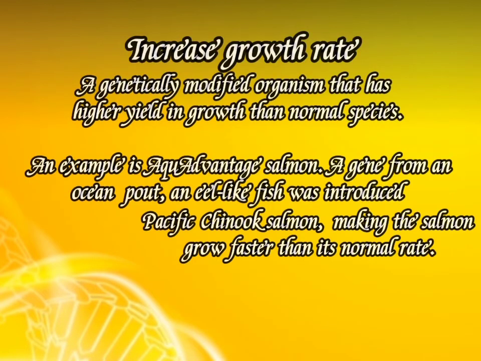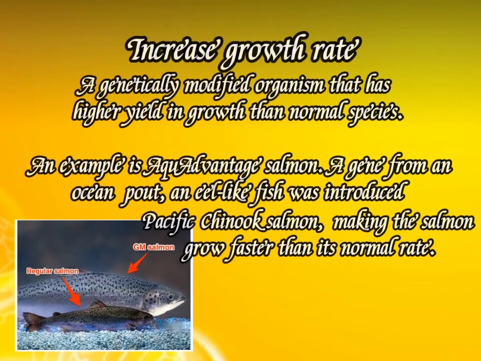For number 6, we have increased growth rate, or a genetically modified organism that has a higher yield in growth than the normal species. An example is the AquAdvantage salmon. A gene from an ocean pout, an eel-like fish, was introduced to Pacific Chinook salmon, making the salmon grow faster than its normal rate. So animals can also be modified in order to increase their yield and decrease possible diseases that we can get from the animal.